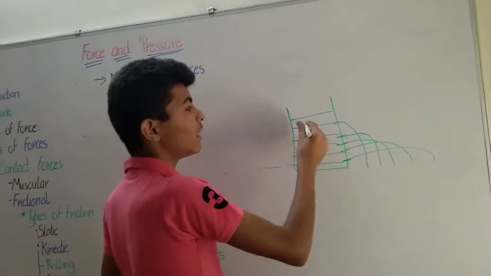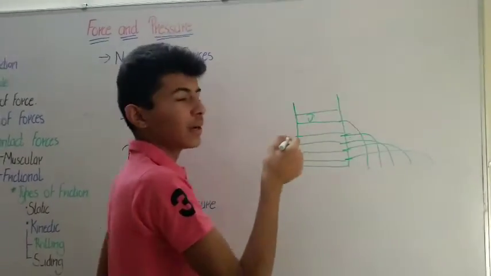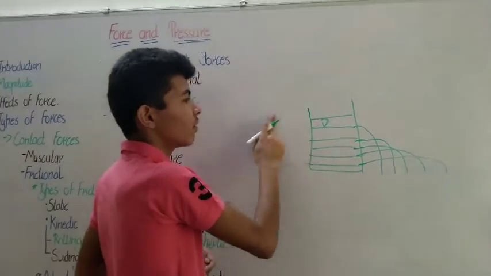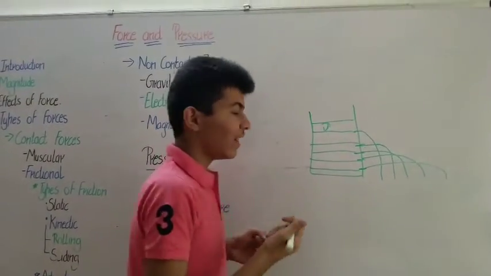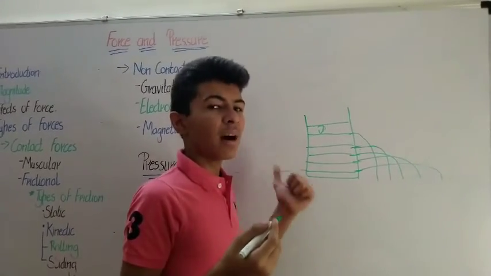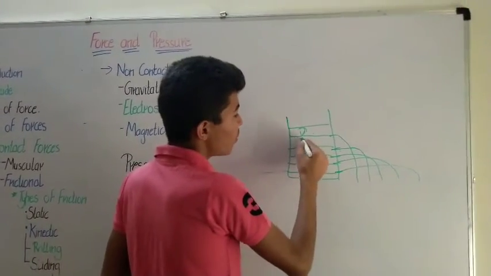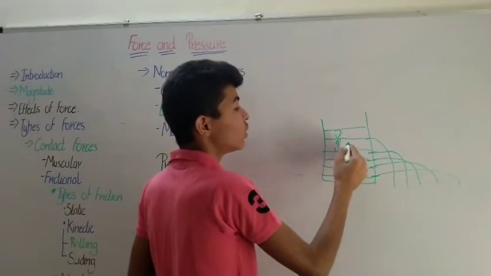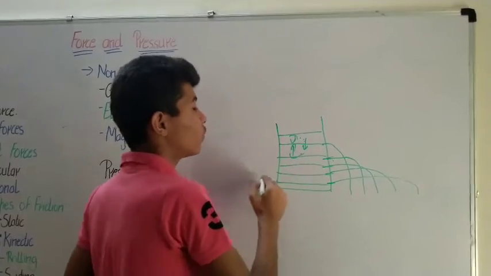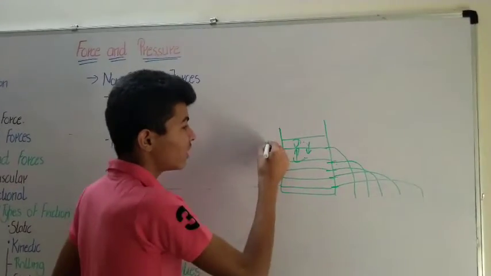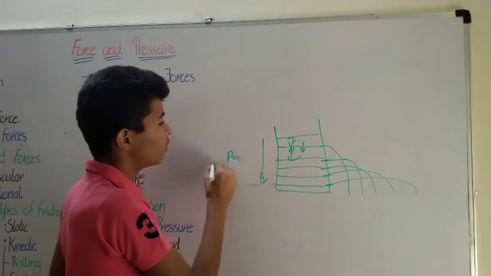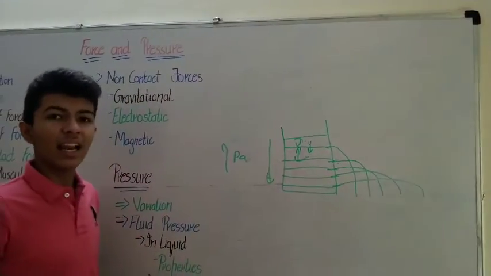Only the top layer has to take only its own weight, so it has less pressure, because we know that weight is a force, defined as gravitation multiplied by mass. So it has a mass. Now the second layer has to carry its own weight and the top layer's weight also, so its pressure increases. So we can conclude that as we move in depth, the pressure keeps increasing in liquids.